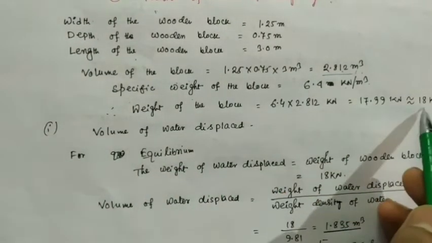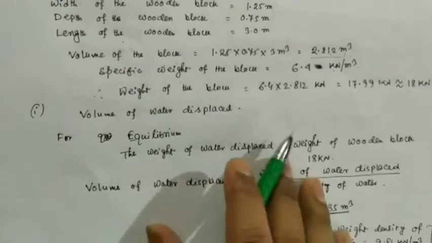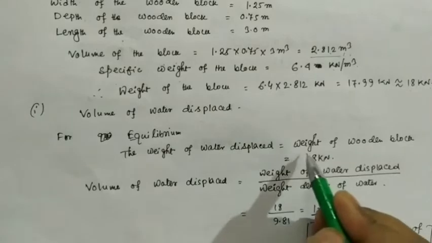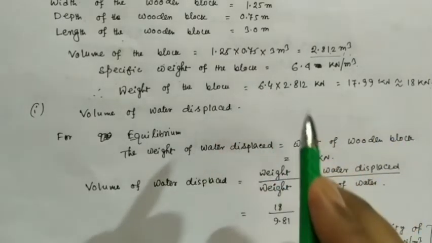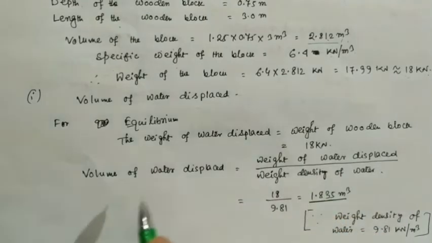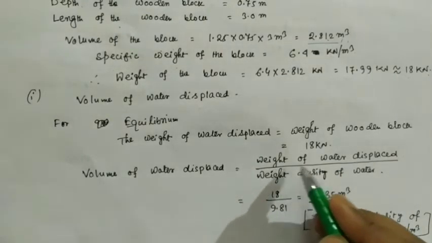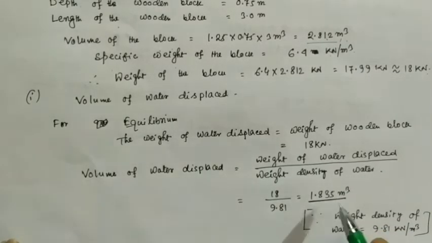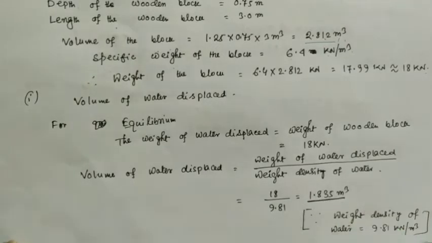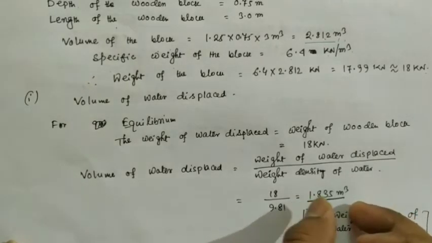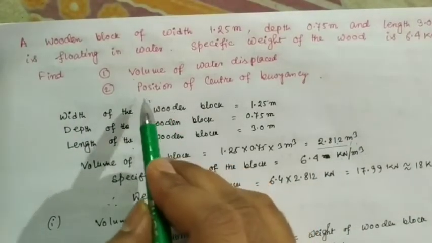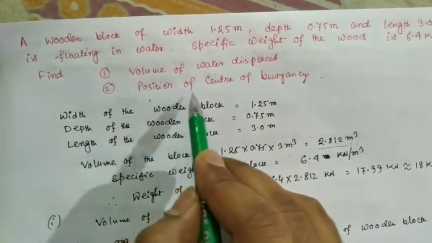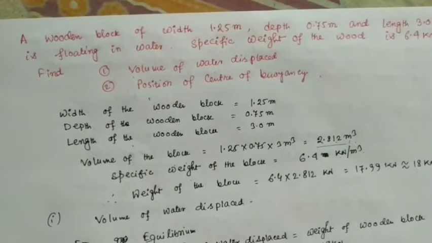So we know 18 kilonewton is the weight of the body, and the weight of the water displaced will be equal to the weight of the body immersed in water. Then the volume of water displaced will be the weight of water displaced divided by the weight density of water. Then we got the result: 1.835 meter cube of water has been displaced. Now what about the second part of the question? The second part asked for the position of the center of buoyancy. You have to find the position of the center of buoyancy.